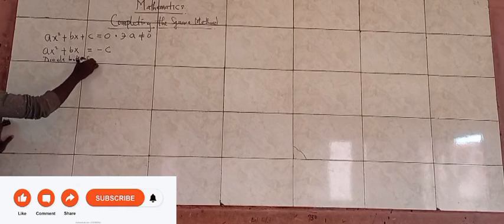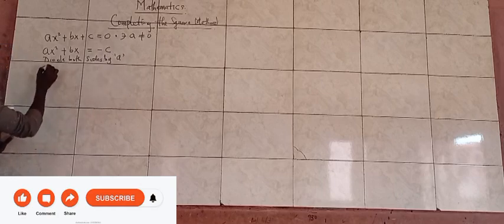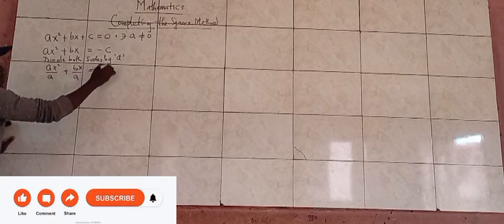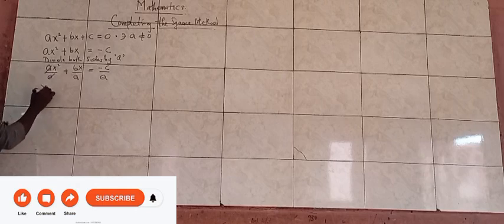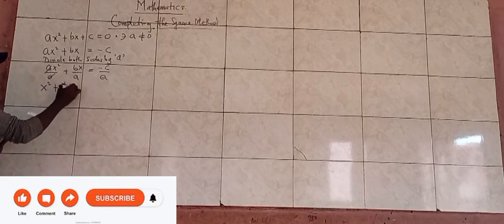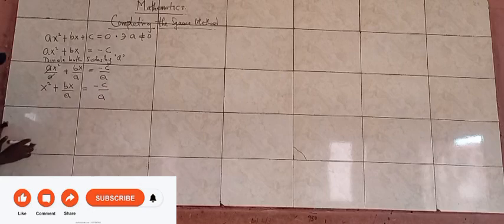Then I say divide both sides by what? By a. So I have ax squared all over a plus bx all over a equals minus c all over a. Do you understand? Then a cancels a, and I'll be left with x squared plus bx over a equals minus c over a.